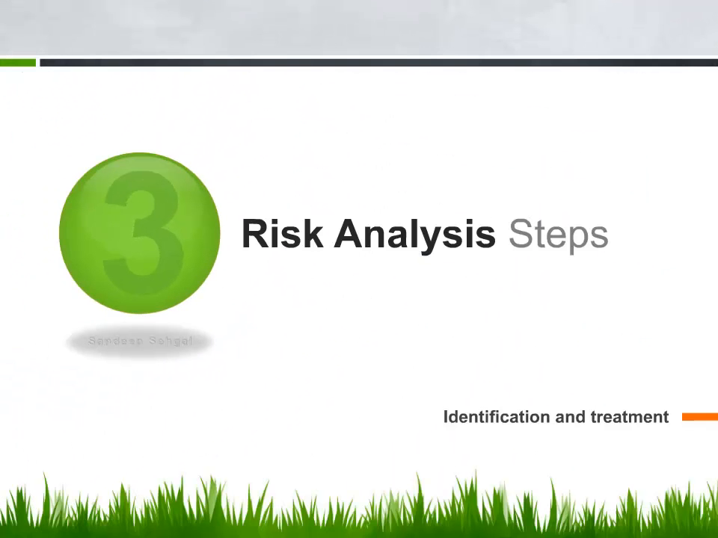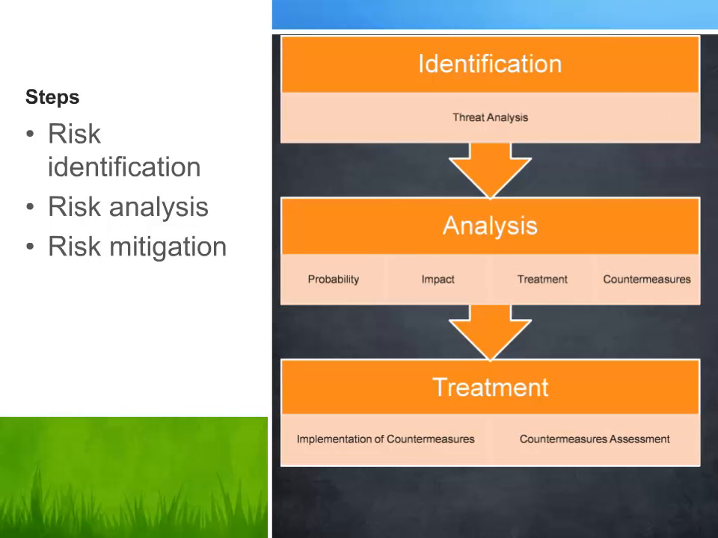Are you ready to discuss risk analysis steps? Let me discuss the steps involved in risk analysis. The first step is risk identification after evaluating business processes. The CISA auditor will do threat analysis to identify and document risks.